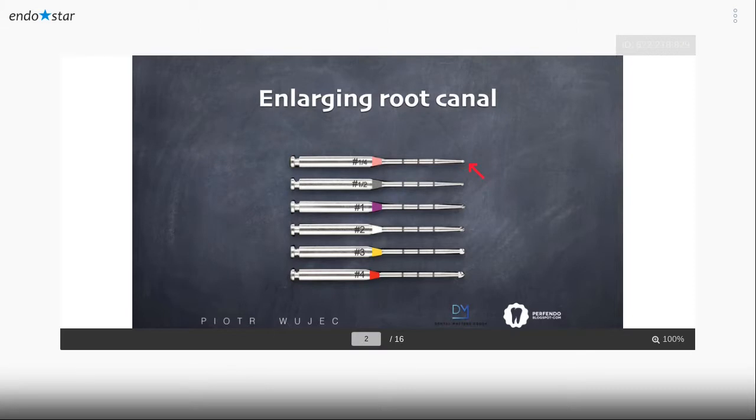Of course, these files are stainless steel, so they can work only in the straight part of the canals. If the canal is curved more than average, it is not a good idea to use these stainless steel files. We can use some NiTi files or modified NiTi files like E3 Azure, for example, or the MetaBiomed files to create some space above the broken instrument.